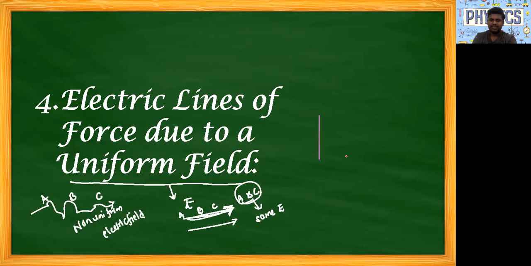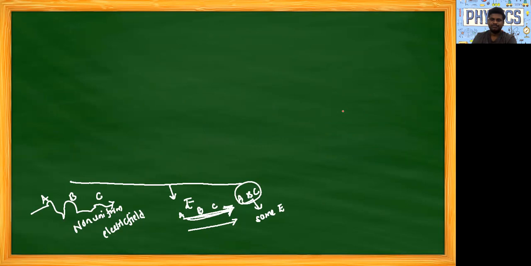For this, we are taking two plates, positive and negative, and remember the electric field direction is always from positive to negative. That's why this is our arrow. This represents the lines of force in a uniform electric field, and this is the electric field direction from positive to negative.